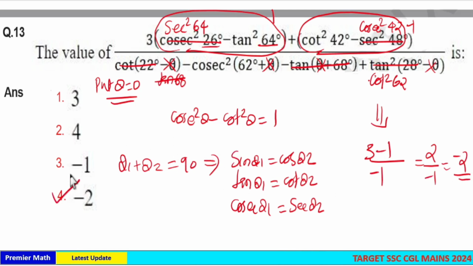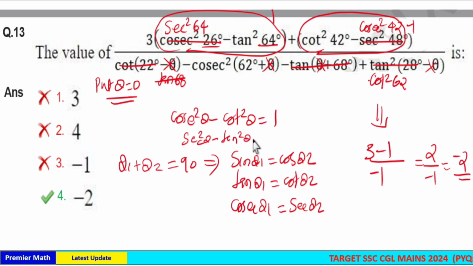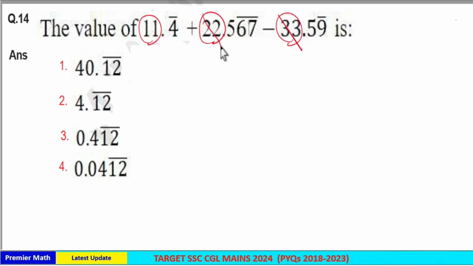Option 4 is your answer. Just remember sec square theta minus tan square theta is also 1. The value following is, here first take the sum of whole numbers. 11 plus 22, 33. 33 minus 33 is 0. So sum of whole numbers is 0 here.